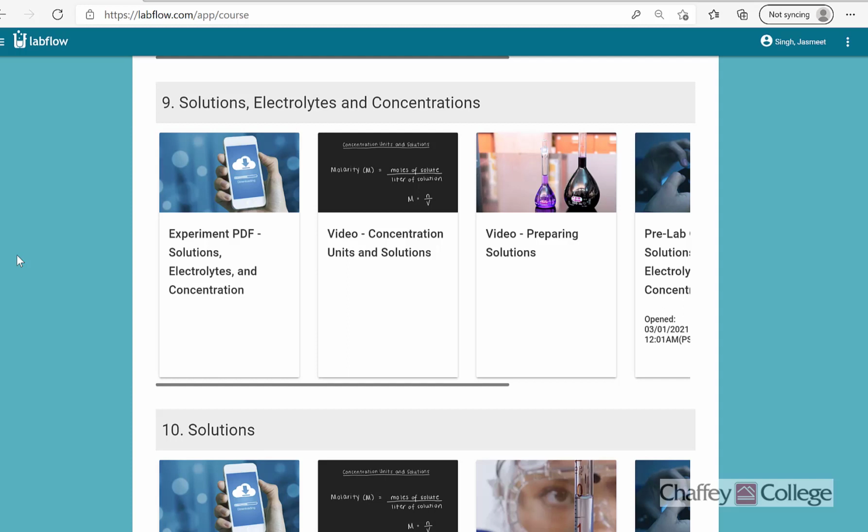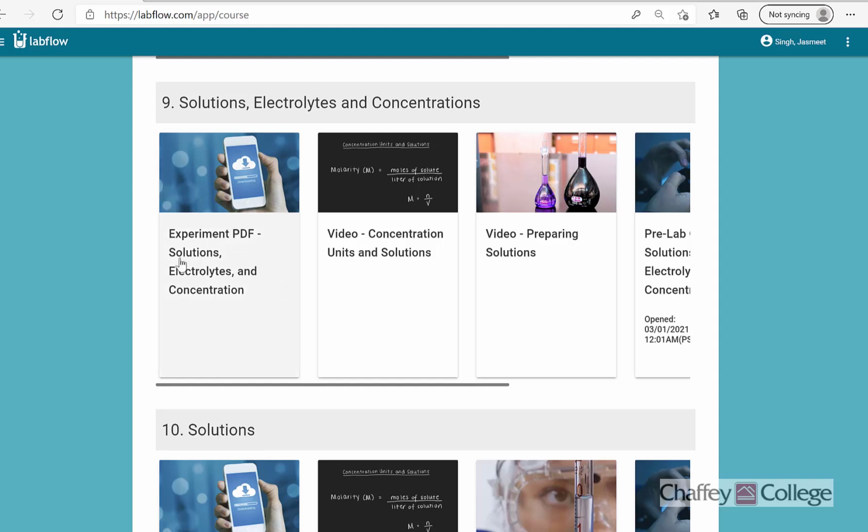In this week's lab, we will learn about solutions, electrolytes, and concentrations. This lab has three parts. In the first part, we will learn about what solutions are, and how to make solutions. In the second part, we will learn about electrolytes and non-electrolytes. And finally, in the last part, we will learn how to calculate the concentration of any solution.